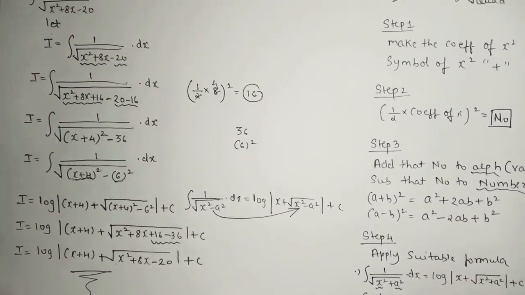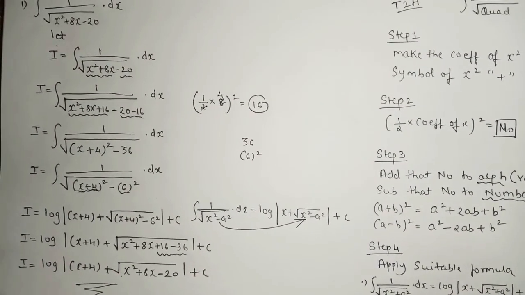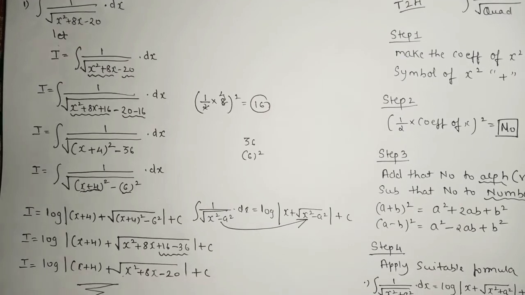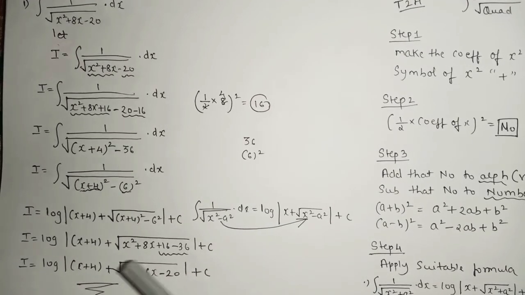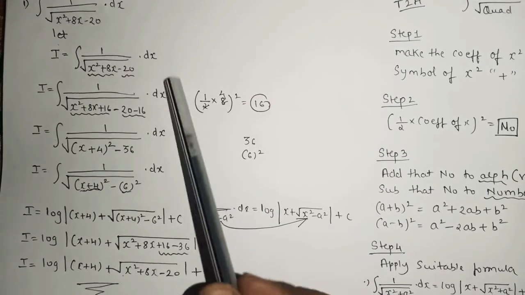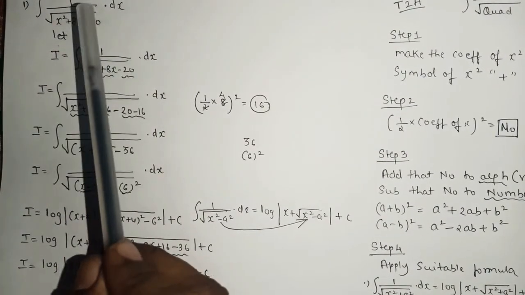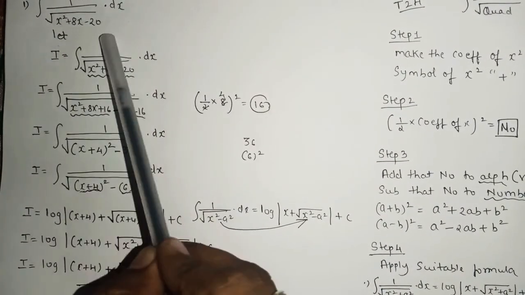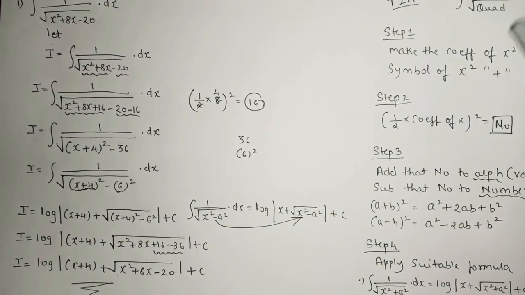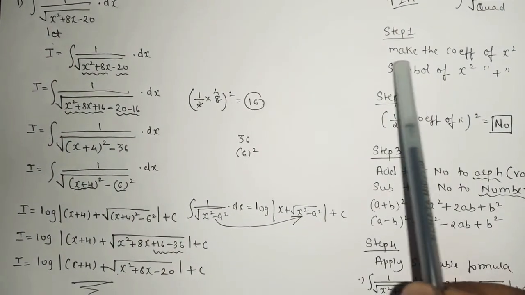So this was the presentation part for the first sum. I hope you all understood the first sum, how to apply the suitable formula, how to guess the formula, and how to solve the sum whenever the integral part is in the form of 1 upon root quadratic. Yes or no? So once again I will explain the sum.